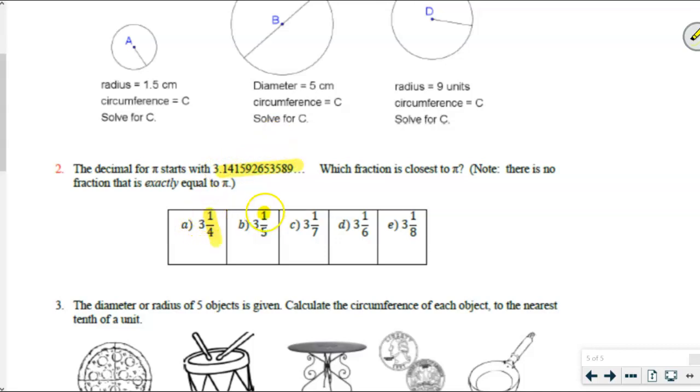Okay, the rest are pretty self-explanatory. This one is kind of weird, so you need to figure out the decimal approximations of each of these, which one is closest to that 0.1415926. All right, that is it.